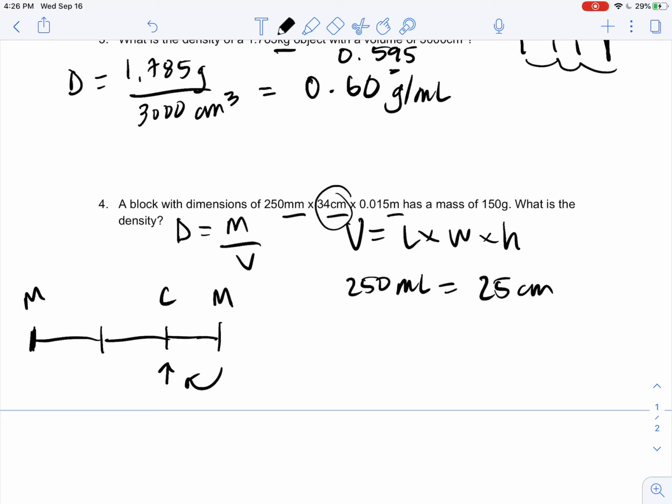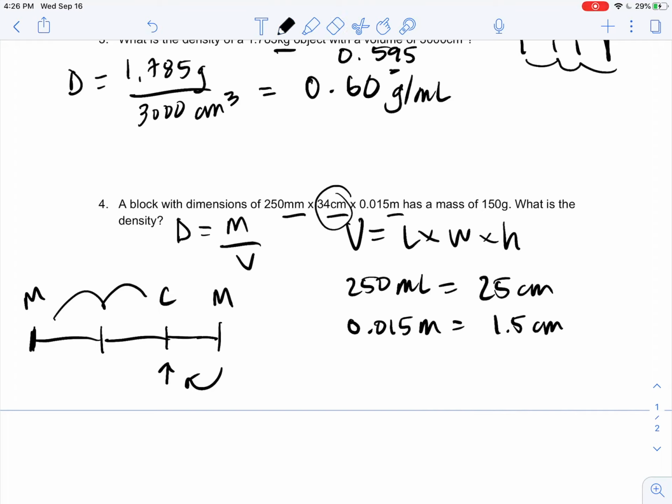And then the other one is 0.015 meters. So it's meters right here. It's got to be centimeters. So 1 step, 2 step. 0.015 is 2 decimal points to the right. So 0.015 meters equals 1.5 centimeters. Oh yeah, I could just do this. Look at that.